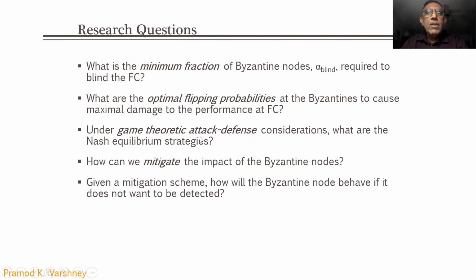Then there could be a game theoretic formulation. The Byzantines are attacking the system, and the good guys, the honest nodes, are trying to have a defensive strategy. How can we mitigate the impact of Byzantine nodes? Should we just try to find out who is a Byzantine and then ignore them, or are there better ways of doing this mitigation? And then the Byzantine nodes might behave like they want to stay under the radar: they don't want to get caught, but they want to impact the network operation. So there are many such research questions, and they have been done. I'll give you some references at the end, which is coming up.